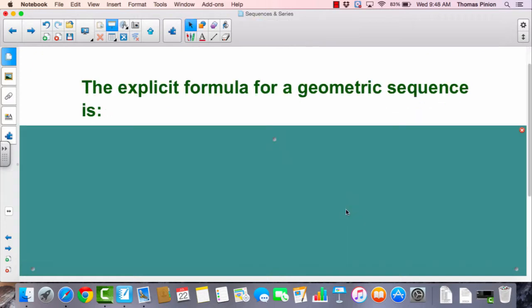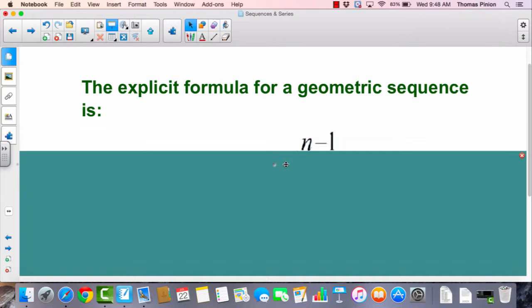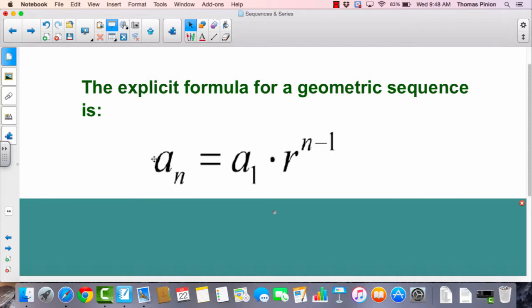The explicit formula for a geometric sequence is A sub n equals A sub 1 times r to the n minus 1 power. Do you remember that A sub n is your nth term, and that r is your common ratio, n is your position of the term, the number of that position, and the A sub 1 is your first term.